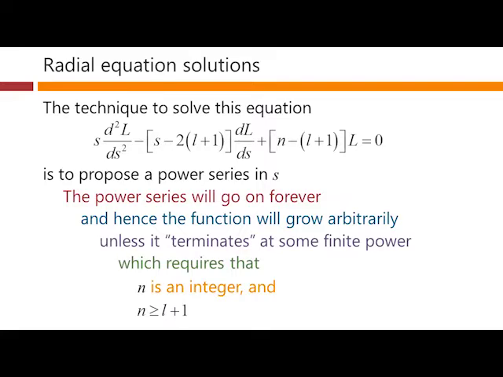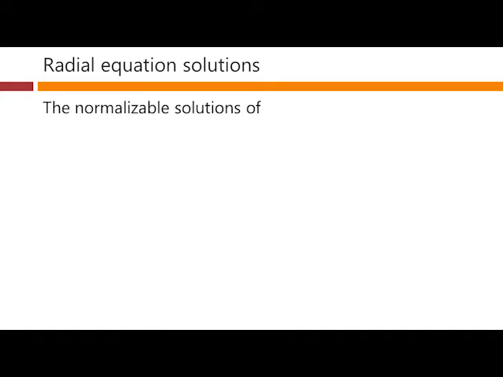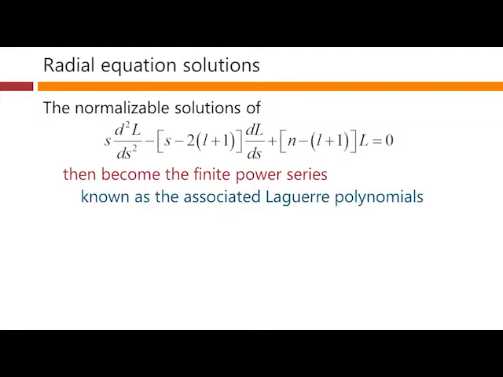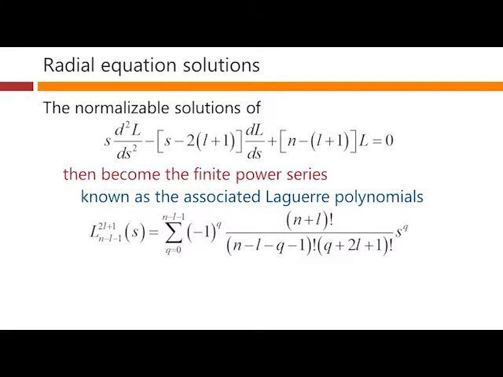If you propose a power series for S, put it in here, and if you want that power series to stop at some point, then you will need to have n as an integer and it will need to be greater than or equal to L plus 1. So the normalizable solutions of this equation turn out to be these finite power series. They're known as associated Laguerre polynomials, and they have this form.